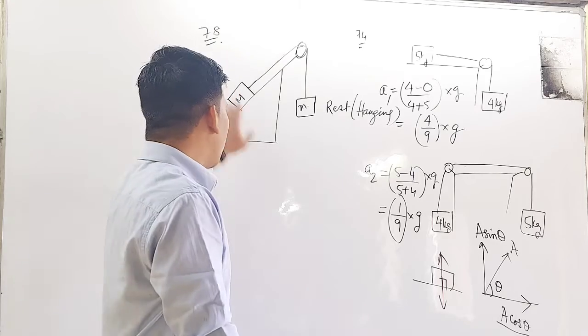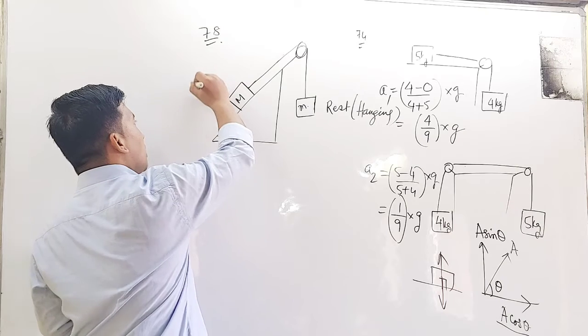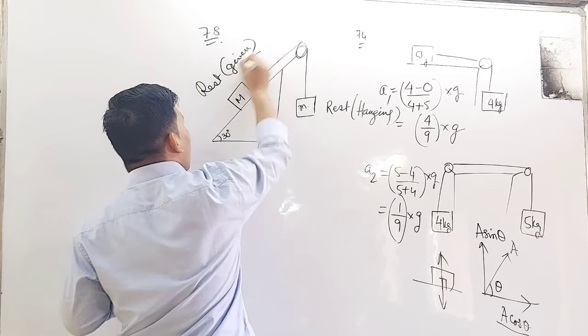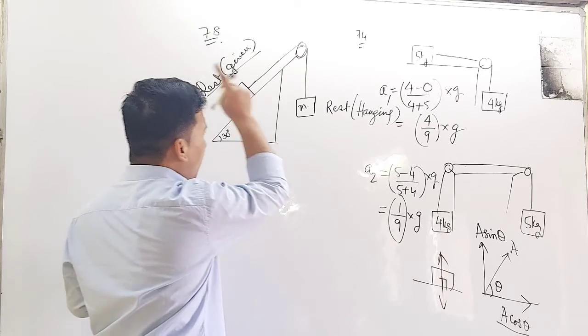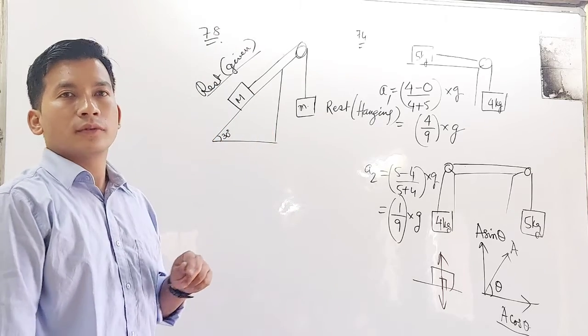If this is at rest, then this must also be at rest. The question says the pyramid is at rest. This is given in the question. Since this inclined object is at rest, the hanging object must also be at rest. Is that understood or not?